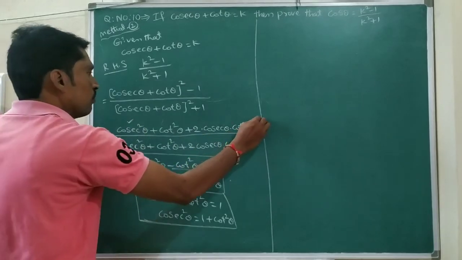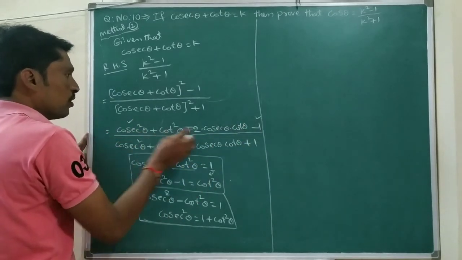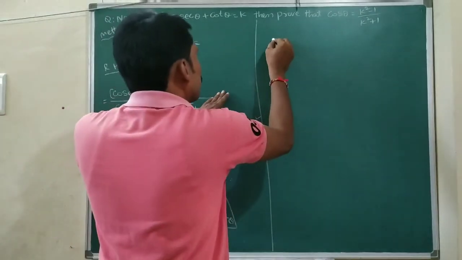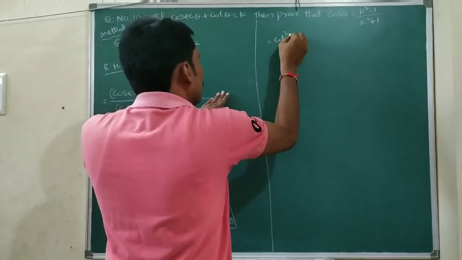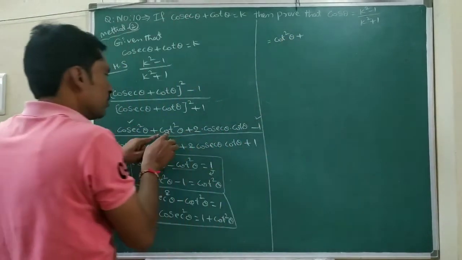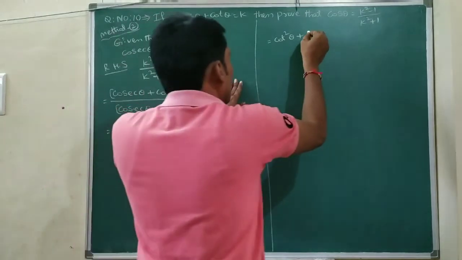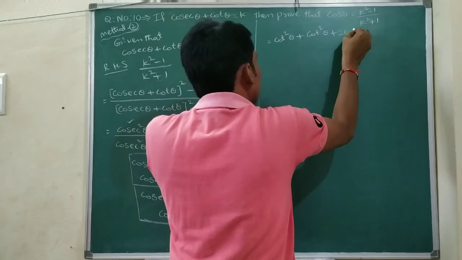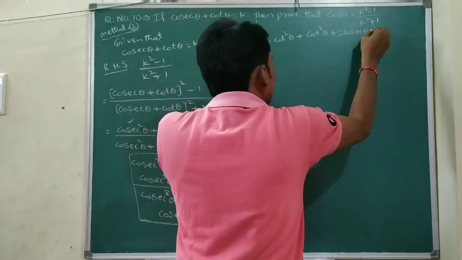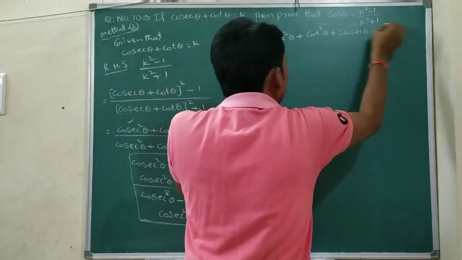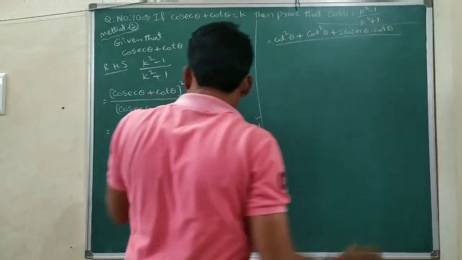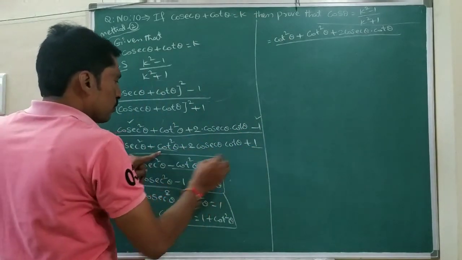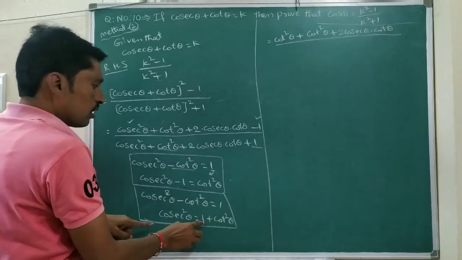So this both we are using now. For this one and minus 1, cosec square theta minus 1, that value we got here, cot square theta. Plus here, what is remained, that I am writing. So again cot square theta plus 2 cosec theta into cot theta, whole by here cot square theta, this one and plus 1, cot square theta plus 1.